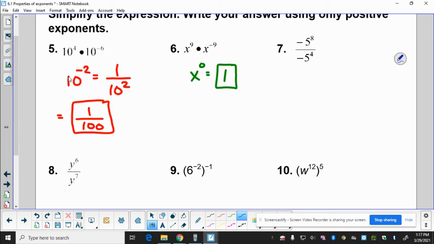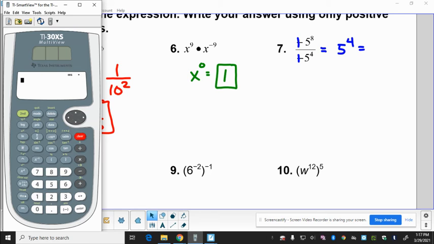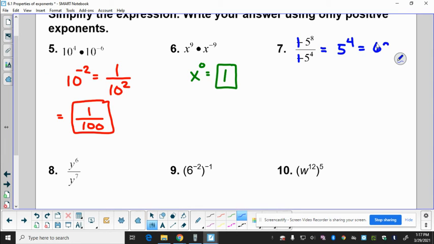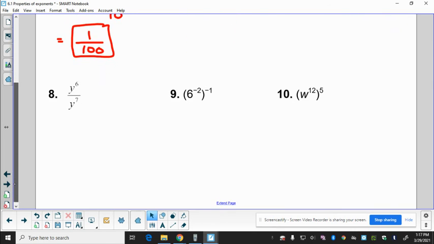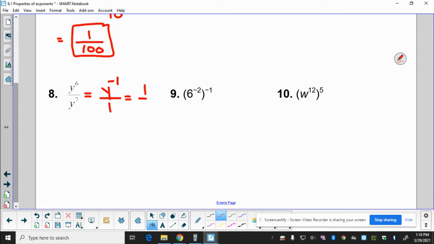Number 7, the two negatives cancel. I've got the same base, so that'd be 5 to the 4th power, which is something maybe we need to calculate. So I subtracted my exponents. It's 625. Okay, let's go on to the next problem. Number 8. Okay, in this case, I'm going to subtract the exponents, which is a reciprocal.